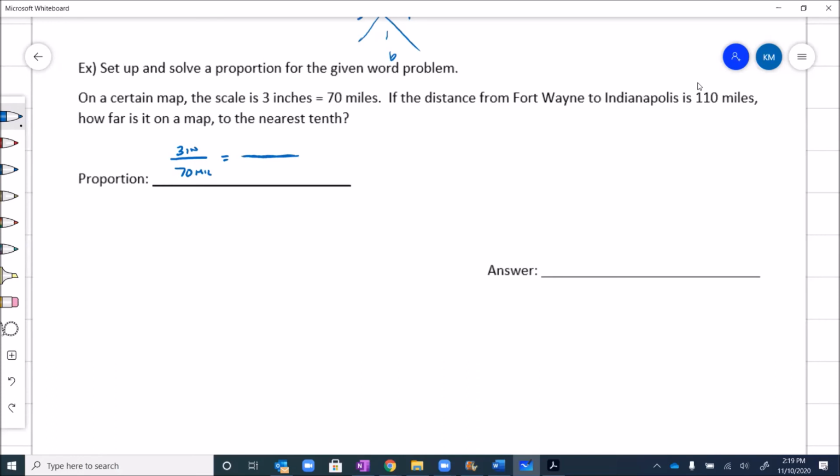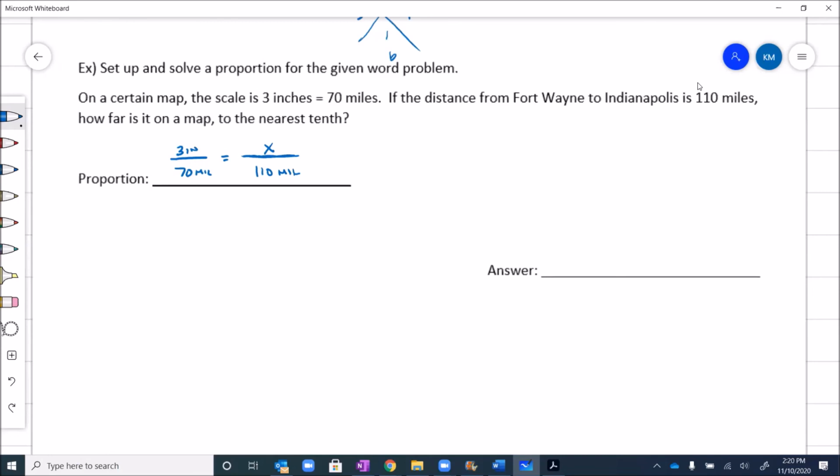What we know in the second part is that our actual distance is 110 miles. As we see in the left side of our ratio, it's 3 inches map distance to 70 miles actual distance. We're given the actual distance of 110 miles, so I want to make sure that I put that in the denominator. I don't know the map distance. That's what they're asking me about, so I'll make that a variable. My labels help me out so that it's not confusing on where these things go.